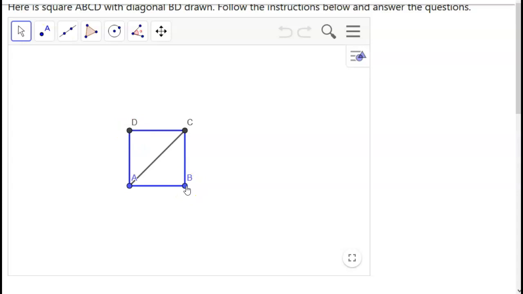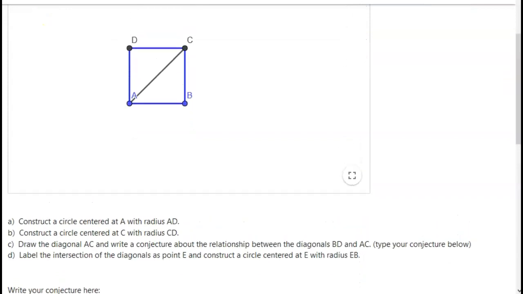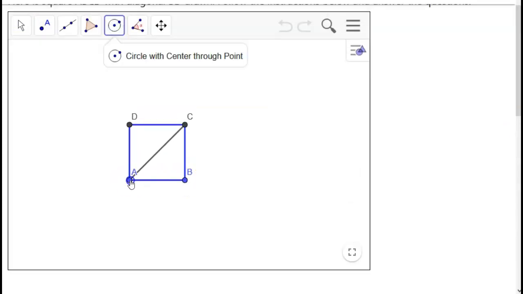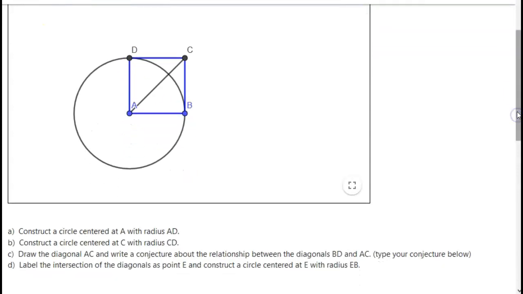And so all we have to do, if we follow these instructions down here, is construct a circle centered at A with radius of AD. So that's step number one. Centered at A with radius AD. There's our first one. Okay? The second one says construct a circle centered at C with radius CD. So from C, we go to D. Okay? Draw the diagonal AC and write a conjecture, and that should actually be DB.